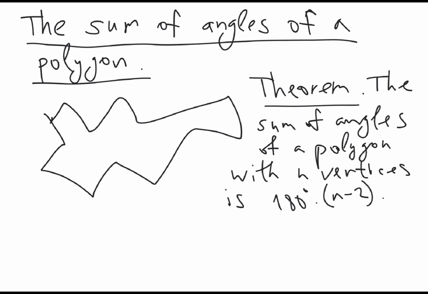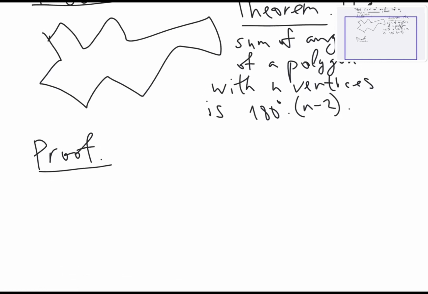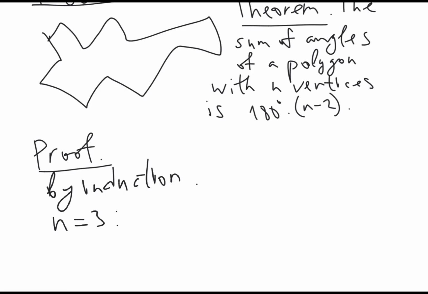So let's consider the proof. The proof is basically induction on n. So when n is equal to 3, this is the base of induction. This is the famous theorem that the sum of angles of a triangle is equal to 180 degrees. So n minus 2 becomes 1.